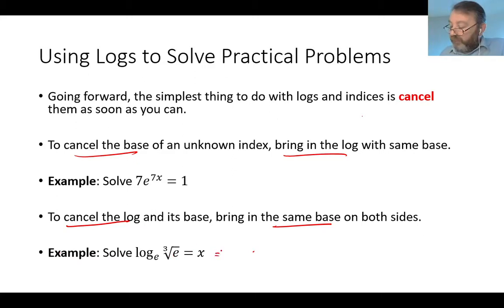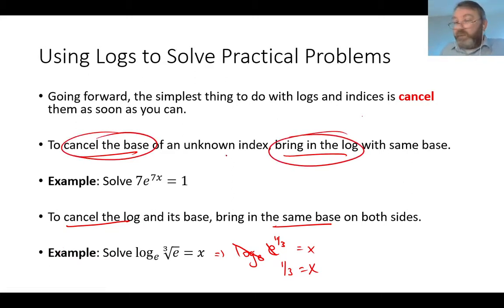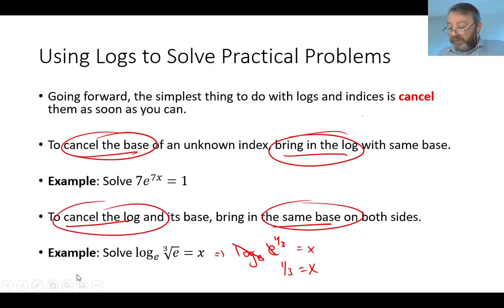So let me just start to tidy this up a little bit. The left-hand side becomes log to the base e of e to the third. See that? Which is equal to x. And again, notice the base of the exponent and the base of the log match. Line, line. What do I end up with? 1 over 3 equals x. So we've actually managed to tidy up the left-hand side and reveal the true value of x as something that we know is 0.33333 recurring. Okay, so again, remember going forward, if you want to cancel a base, bring in the log with the same base. If you want to cancel a log, bring in the same base on both sides. So let me do some examples on that now, going forward.